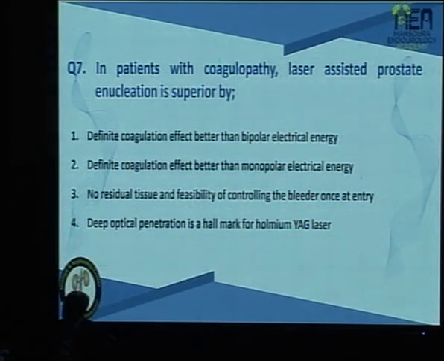Regarding laser-assisted prostate enucleation in patients with coagulopathy, when you perform the coagulation with laser it is better than bipolar, and the enucleation with laser is better than monopolar. The hallmark is that there is no residual tissue and you can control the bleeder at its site of entry, or the HoLEP laser has the deep optical penetration depth. Yes, of course, as you saw in the OR yesterday, as you enucleate the adenoma, you can reach the point of entry of the perforator and you can easily control it, so long as you have already enucleated the adenoma.